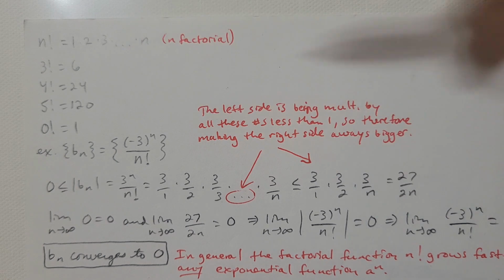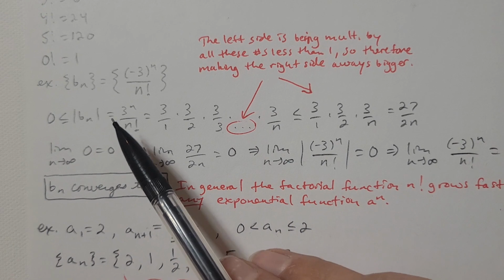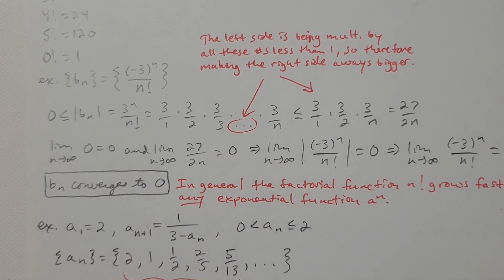Now, this formula doesn't work for when n is negative or when n is a fraction or anything like that. Okay, so n has to be a whole number. When we take a look at this example next, if I have the sequence represented by b sub n, where b sub n is negative 3 to the n power divided by n factorial.